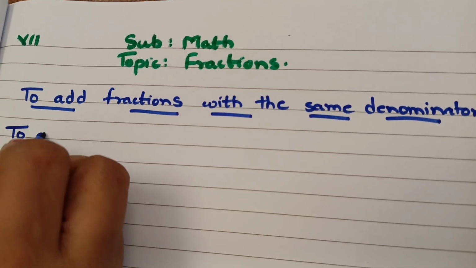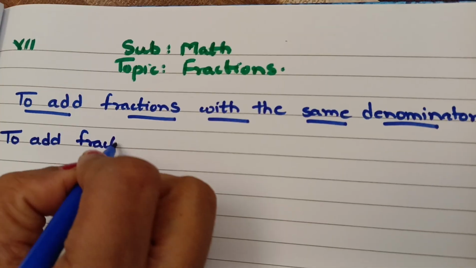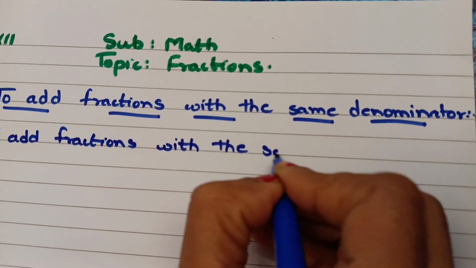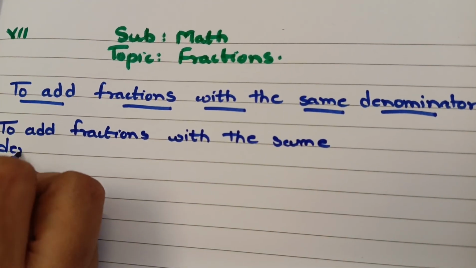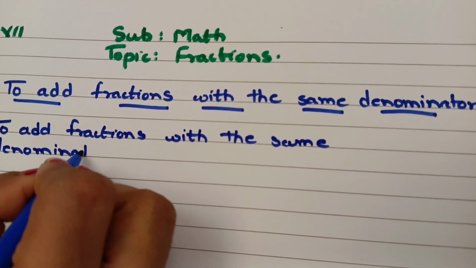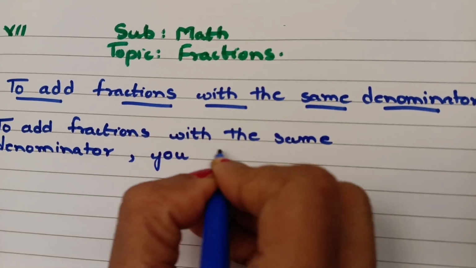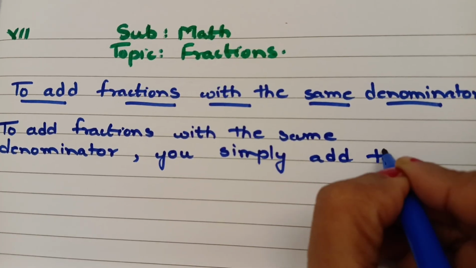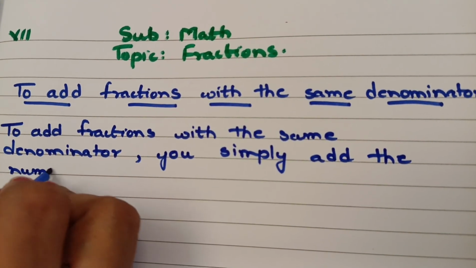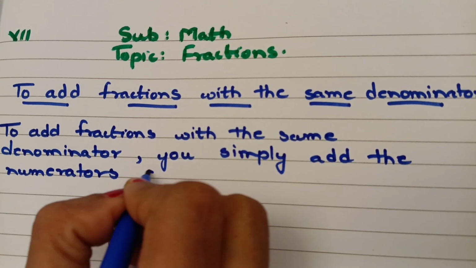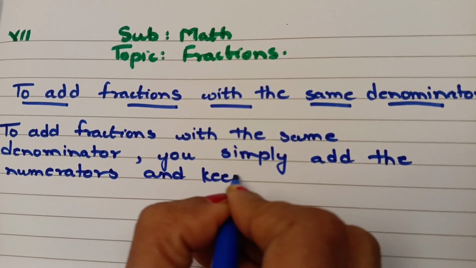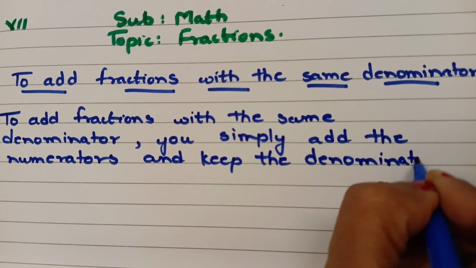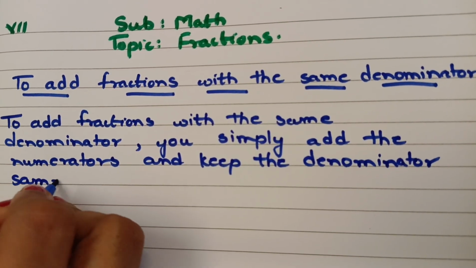So just see, to add fractions with the same denominator, you just simply add the numerators, only add the numerators, and keep the denominator same. Now let us see one sum.